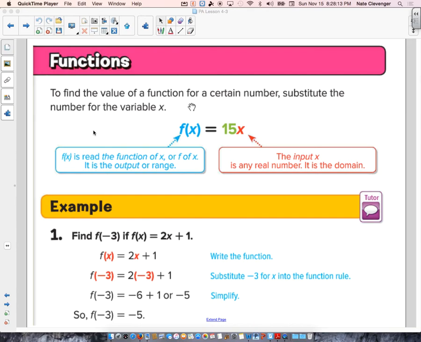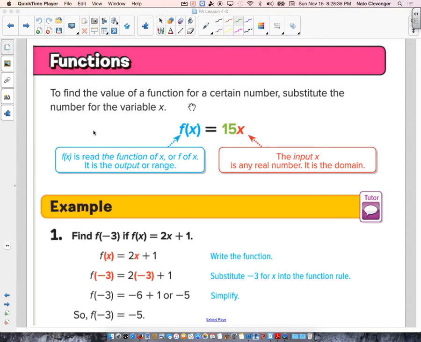This is lesson 4.3. We talked about functions on Friday. We're going to continue with that today. And I'm going to try to simplify this down as simple as possible so that you can get through these worksheets that you are being assigned today. And I'll try to make it quick as well.